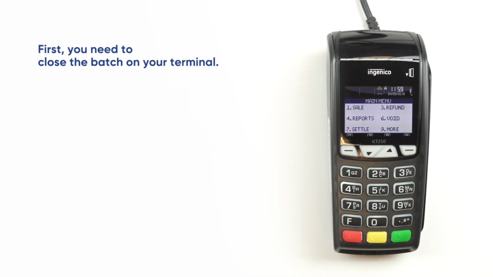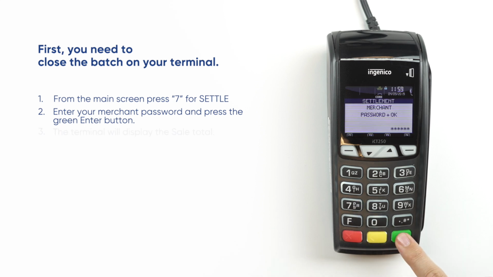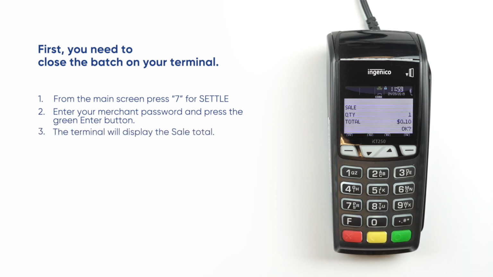First, you need to close the batch on your terminal. From the main screen, press 7 for Settle. Enter your merchant password and press the green Enter button. The terminal will display the sale total. Press the green Enter button to confirm.